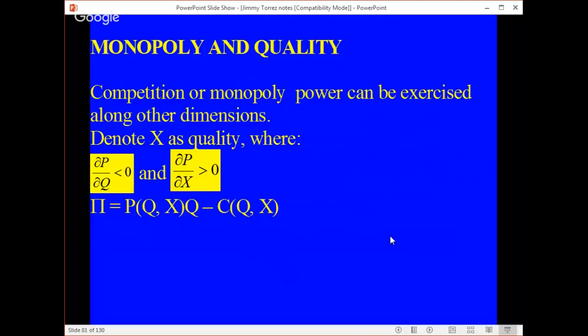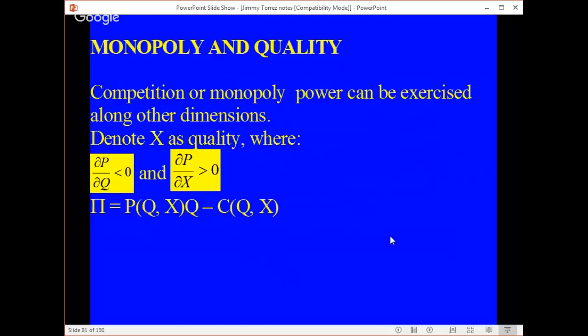Now, traditionally we think of monopolies simply restricting quantity, right, and maximizing profit that way. But there's other ways for monopolies to maximize profits. One, a simplistic example your book uses, is instead of reducing quantity, they actually reduce quality and lower the costs. So it can be exercised in other dimensions other than quantity. So here, I'm going to have price as a function of quantity and quality. P times Q, and then cost, the same thing, is a function of quantity and quality, where X is quality.